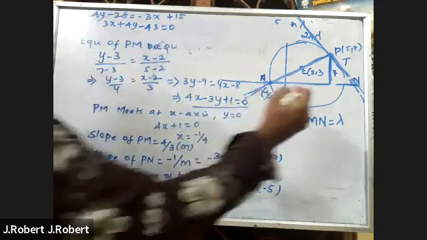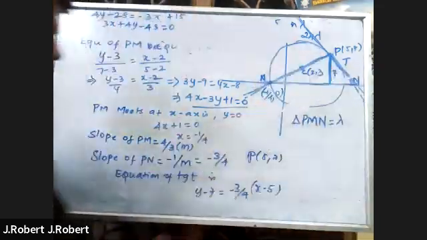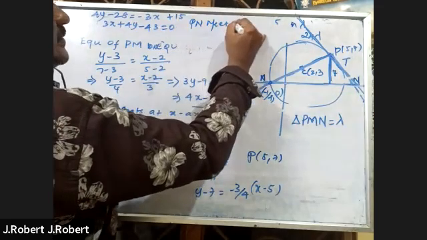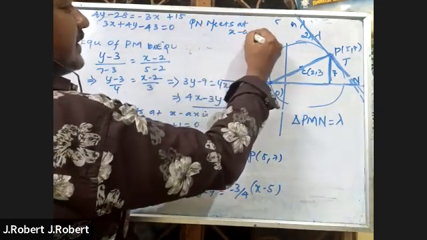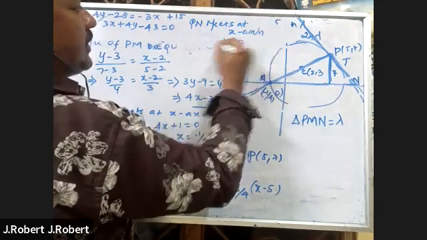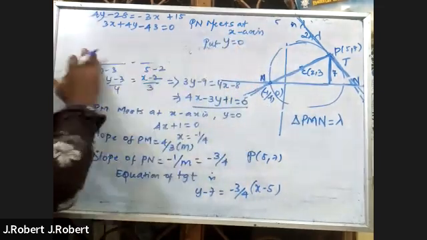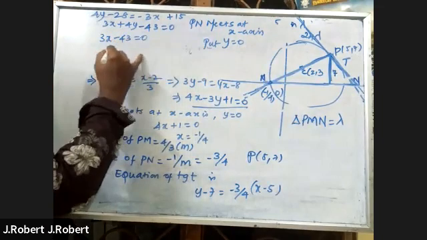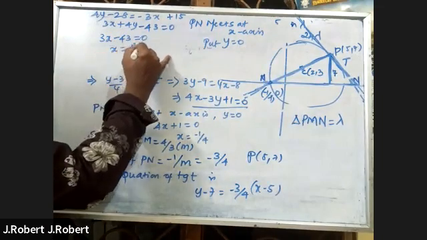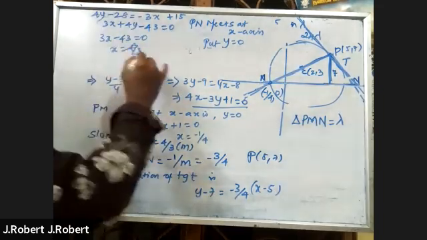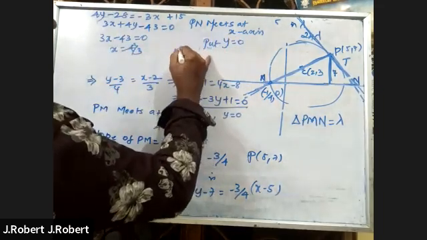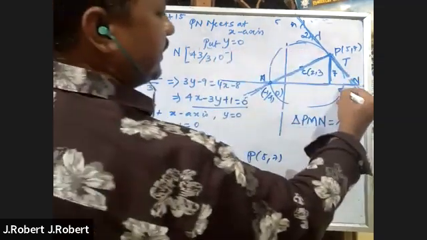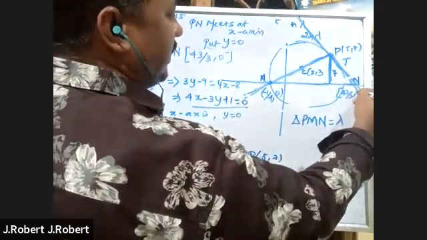Again, this tangent also meets at x-axis. So therefore, the PN also meets at x-axis, which means that you have to put y is equals to 0. If I put y is equals to 0, 3x minus 43 equal to 0, or x is equals to 43 by 3. Our x is 43 by 3, y is 0. Then we can say the end point is (43/3, 0).